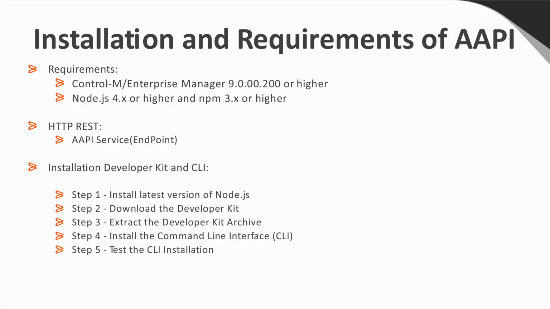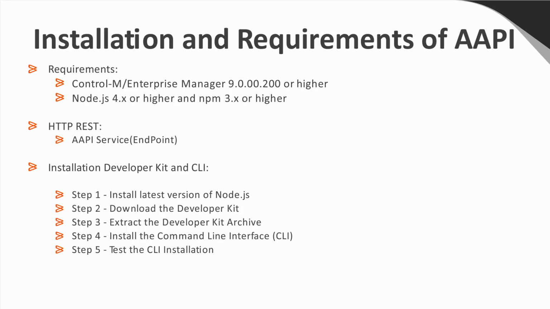Installation and requirements. The requirement you need to start using Automation API is just to have Enterprise Manager version 9 with Fixpack 2 or higher. For the developer kit and the CLI interface, you will need Node.js and NPM. As you remember from the last slides, you can send HTTP REST requests to the AAPI endpoint. This means that you don't need anything else, just the right code to send the information to the Enterprise Manager or to the AAPI server.